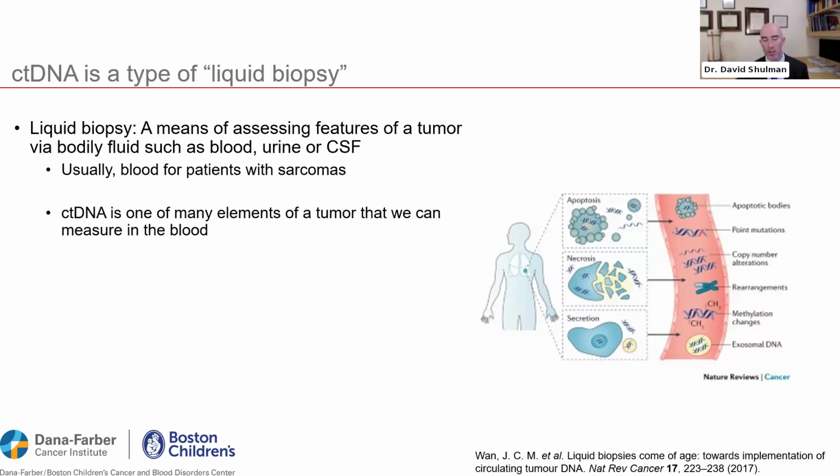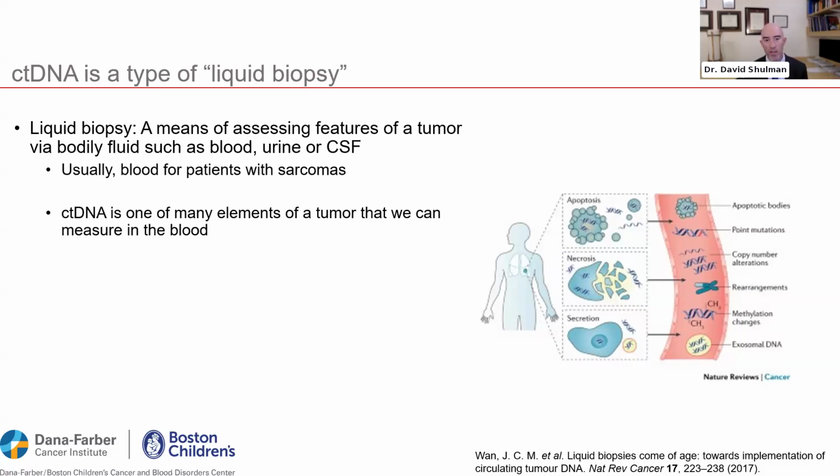So first of all, what is circulating tumor DNA and what are liquid biopsies? Circulating tumor DNA is a type of liquid biopsy, and liquid biopsy is really a means of assessing features of a tumor, whether that's a sarcoma or another cancer, in some kind of bodily fluid, such as blood or urine or cerebral spinal fluid, or what we would call spinal fluid. For patients with sarcomas, we're usually talking about doing this in blood. So from a blood sample that you would draw, like when you were otherwise having labs.